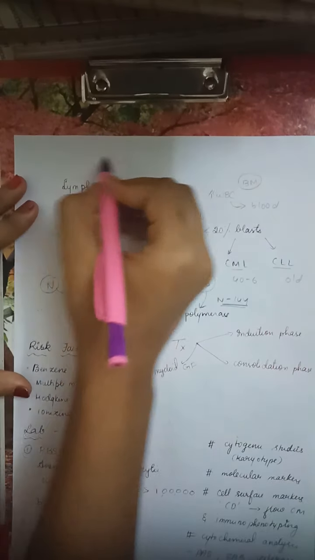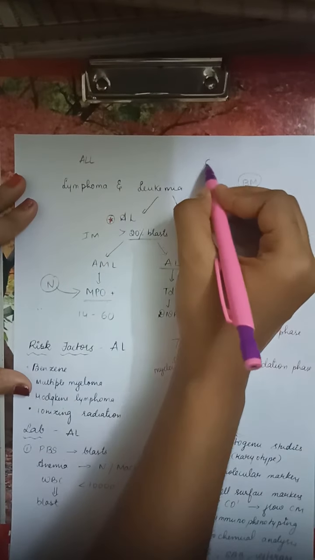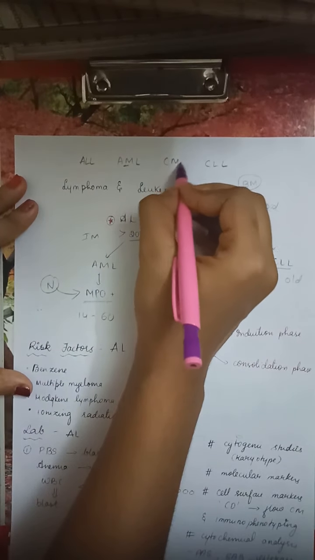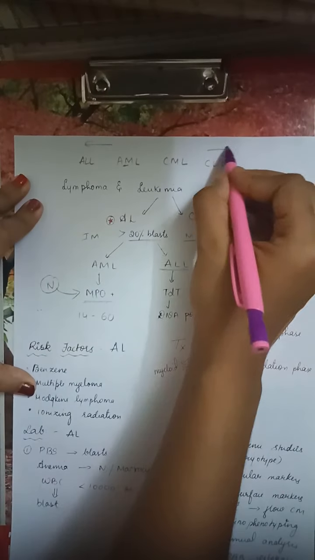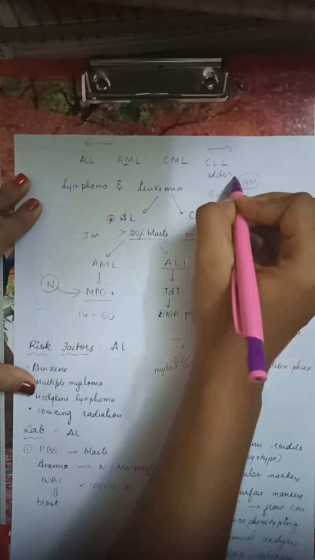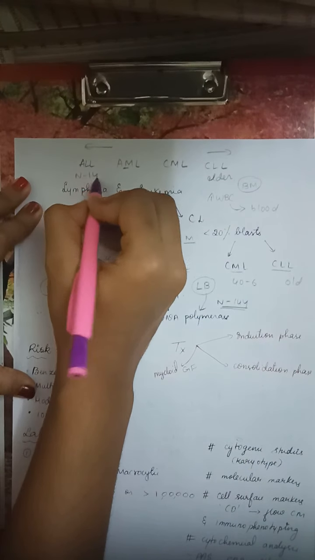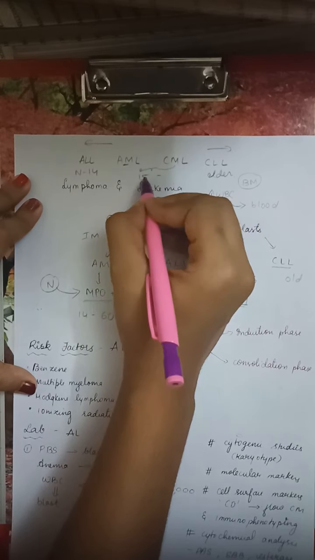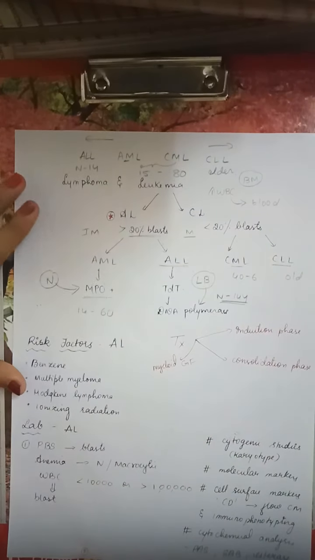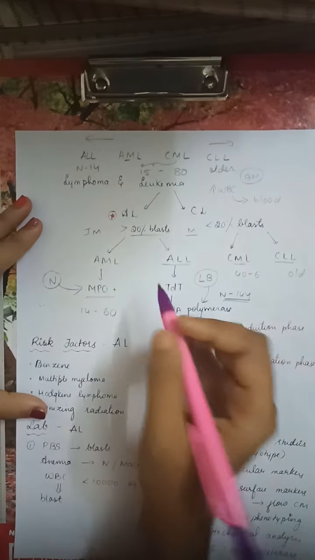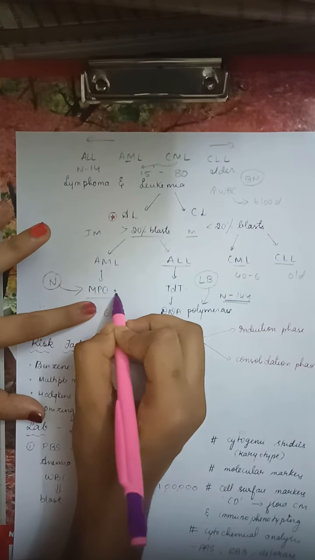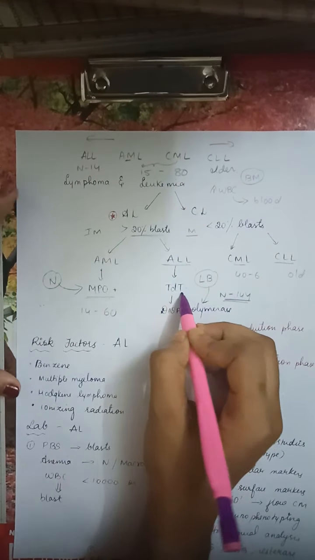So just remember, let's put ALL and CLL at the extremes, and the M's in between. Considering age group, this is the extreme age group, that is elders. This is neonates to 14 years, and this is mainly from 15 to, it can vary, 80 years also. So by age we can get the answer, like which is ALL and which is AML. And obviously, AML is MPO positive, myeloperoxidase positive. In ALL it is TDT positive.